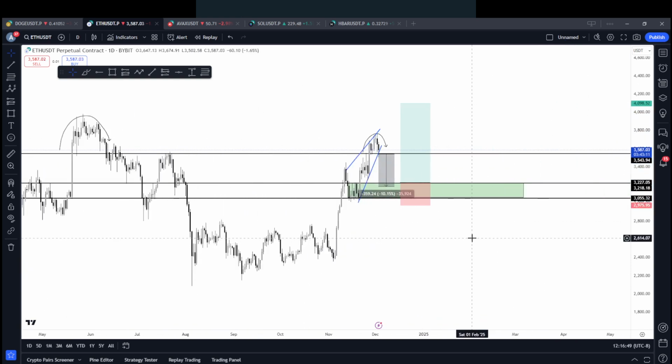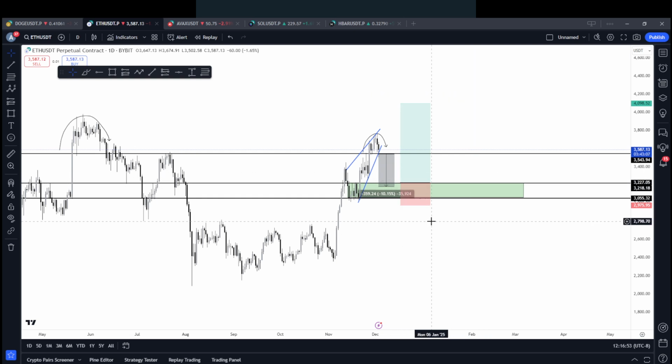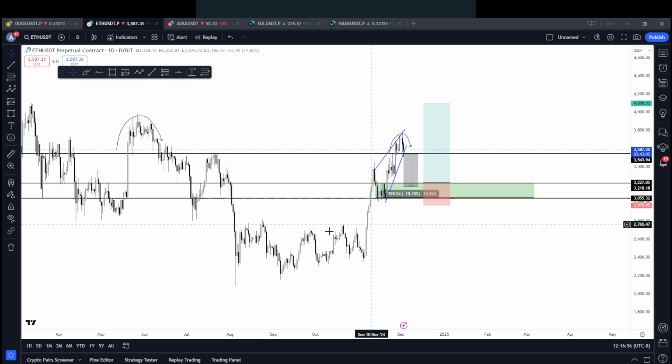All right. I think this is the last chance that you get to buy ETH in this area. You might have scam wicks that go below it, like this, right? But as long as we close above here, we should be fine.